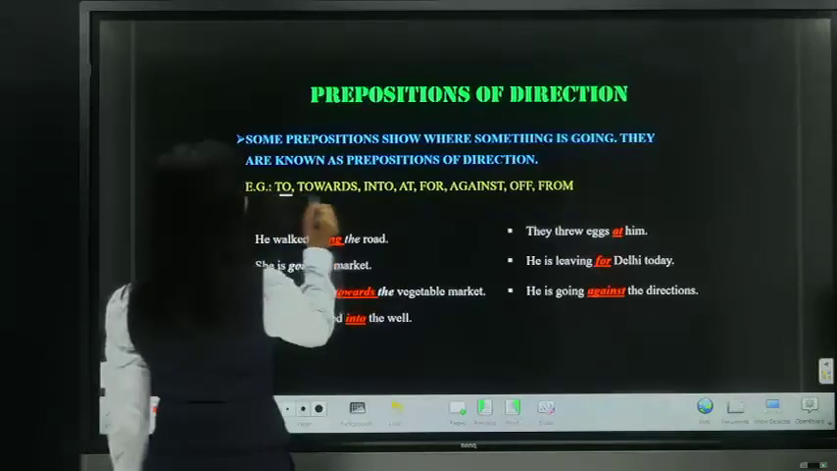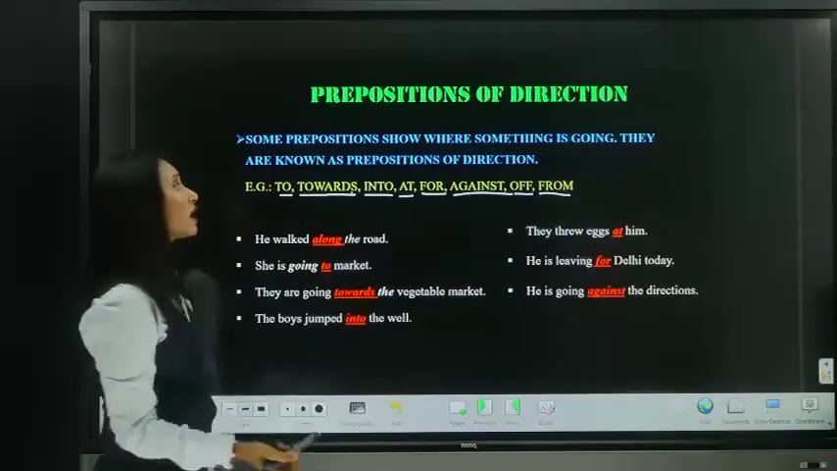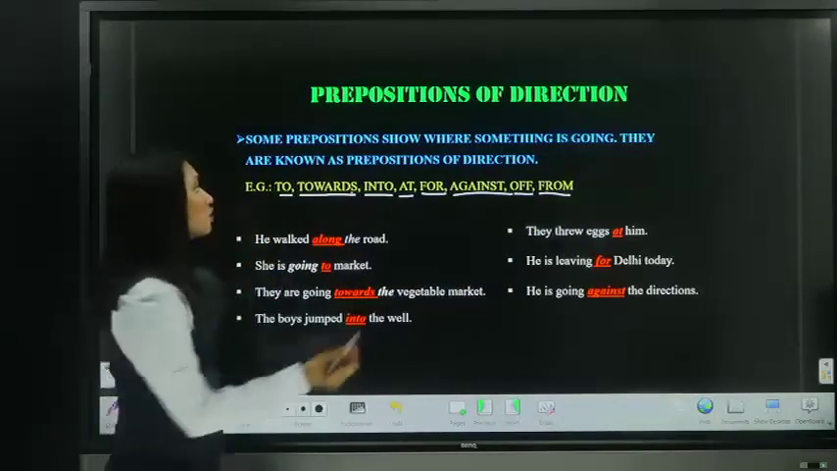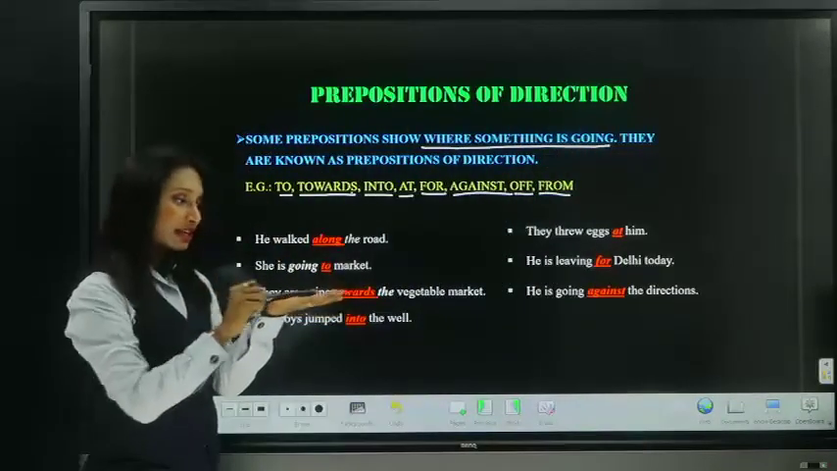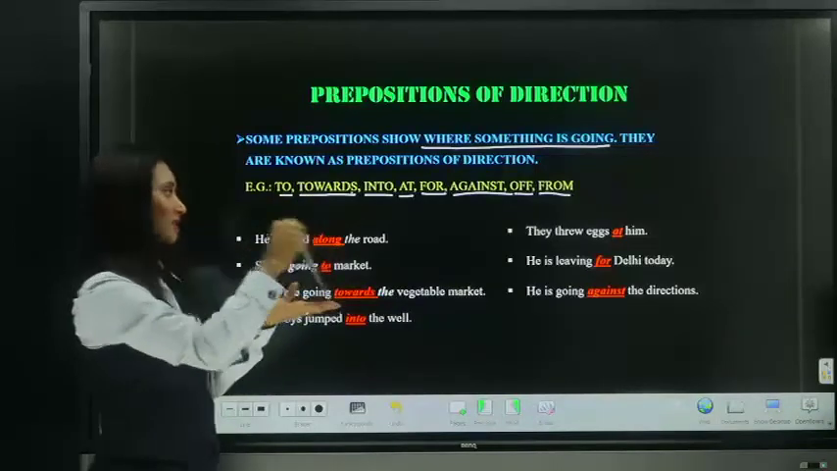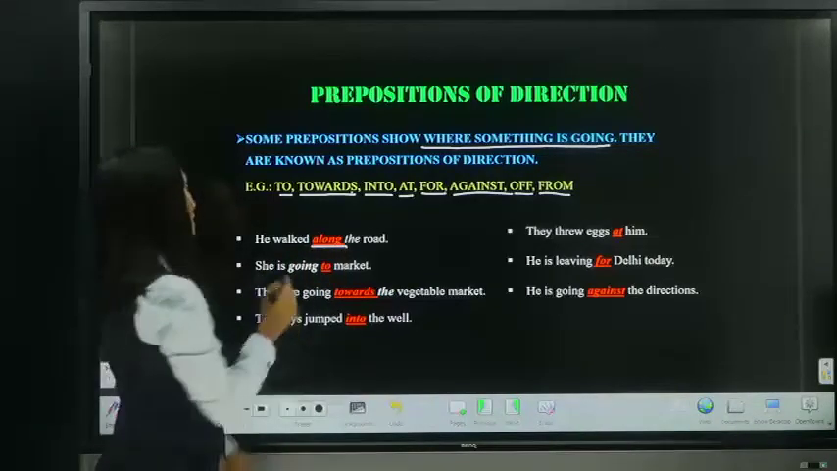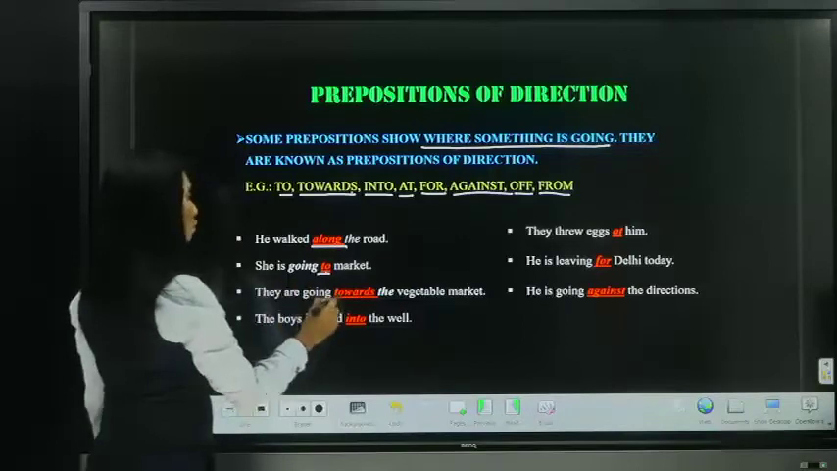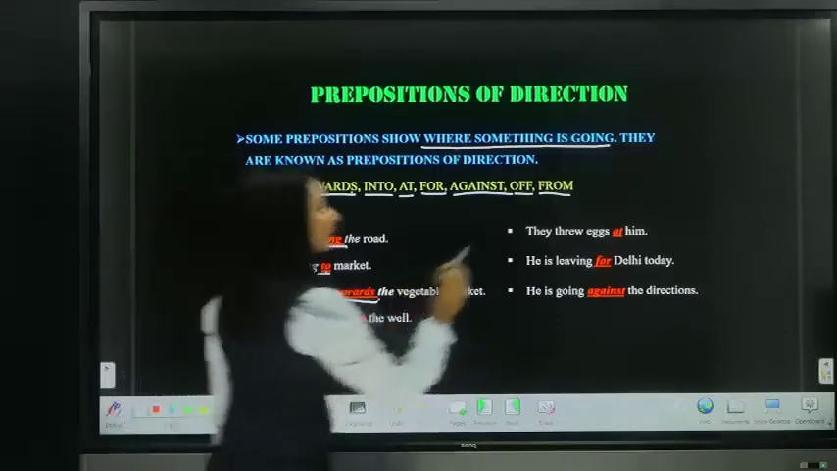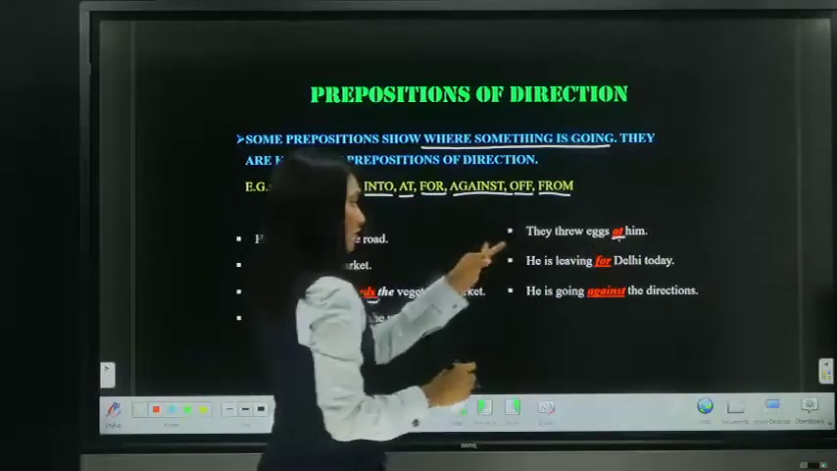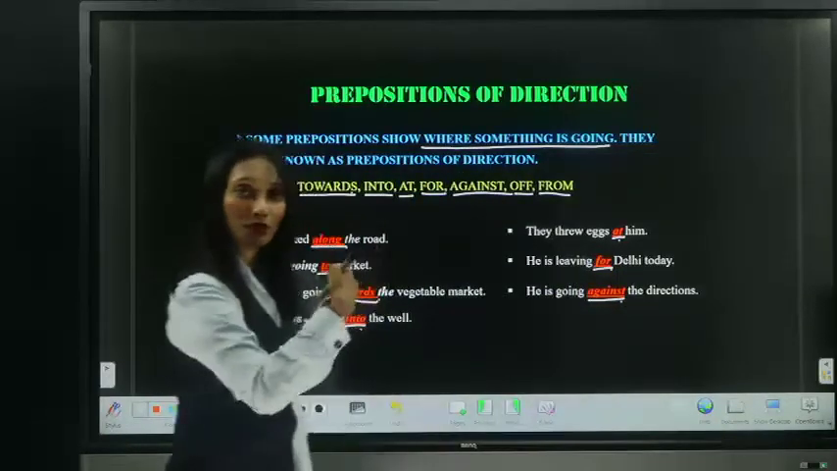The prepositions to, towards, into, at, for, against, of, from, along, across, etc. are used as prepositions of direction to show us where something is going. They indicate the direction of an action. For example, he walked along the road. She is going to the market. They are going towards the vegetable market. The boys jumped into the well. They threw eggs at him. He is leaving for Delhi. He is going against the direction, opposite the direction.